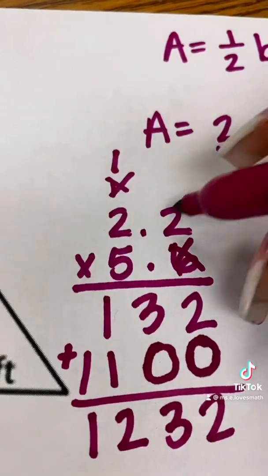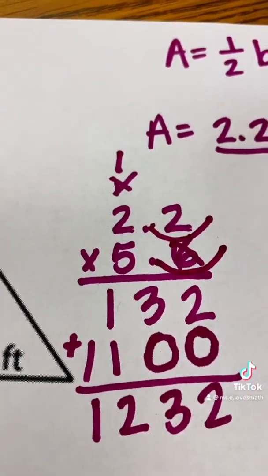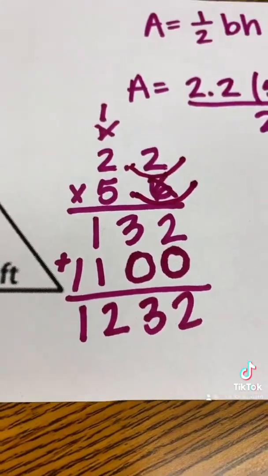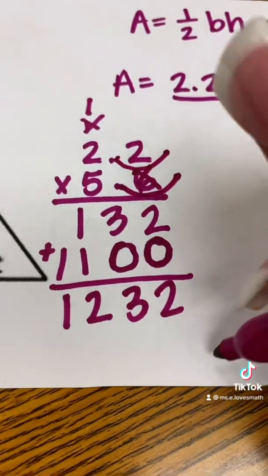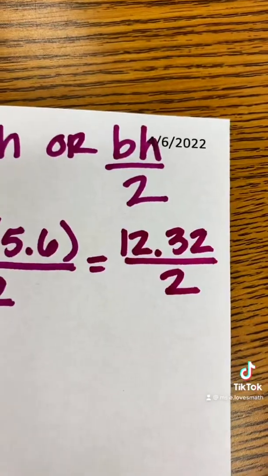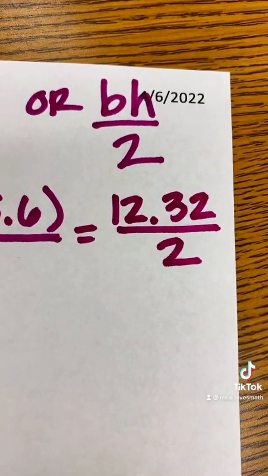Now we need to place our decimal. There's one number after the decimal here and one digit after the decimal here. Therefore, at the end, we need to have 2 digits in our answer after the decimal. So our decimal point needs to go right here. Going back to the triangle formula, we now need to take that answer and divide by 2.